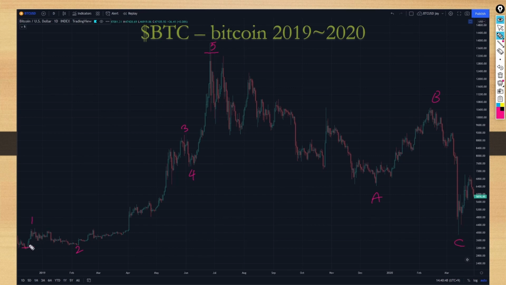So we have 1, 2, 3, 4, 5 of motive wave. And starting from the top, we have A, B, C, which is the three-wave structure of corrective wave.